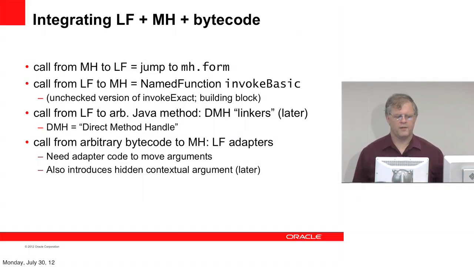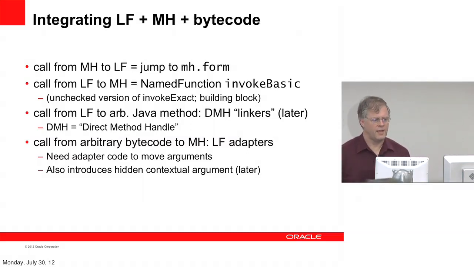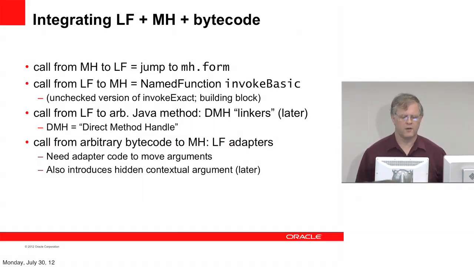You have to be able to call the other way from a Lambda form to a method handle. How do you do that? Well, there's a named function called invokeBasic, which is signature polymorphic and non-public. It's this privileged invoker, which as long as you have the right basic types, will invoke an arbitrary method handle with its Lambda form.